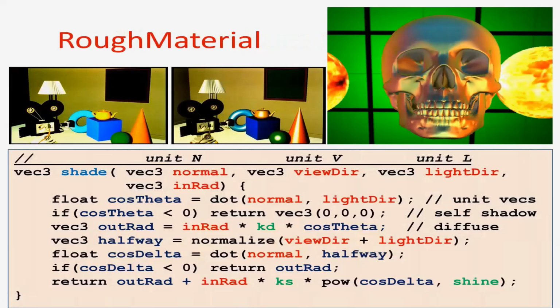To simulate a rough material, we need a shade function that computes the reflected radiance for incident radiance inRad, incident direction light dir, view direction view dir, and surface normal normal. Since the reflected and incident radiances are spectra, we use the Vec3 type to represent them, which can be different on the wavelengths of red, green and blue.